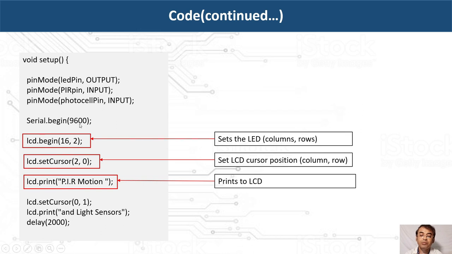This is the serial communication speed, that is baud rate 9600. Then it sets the LCD parameters, that is columns and rows. Then set the LCD cursor position, column and row. Then it prints to the LCD, as you can see, with different functions. Then you have to set the cursor position also. That means after displaying PIR motion, it will display the light sensor reading.